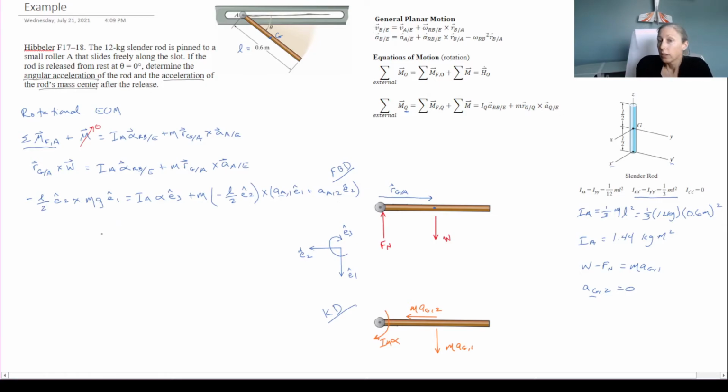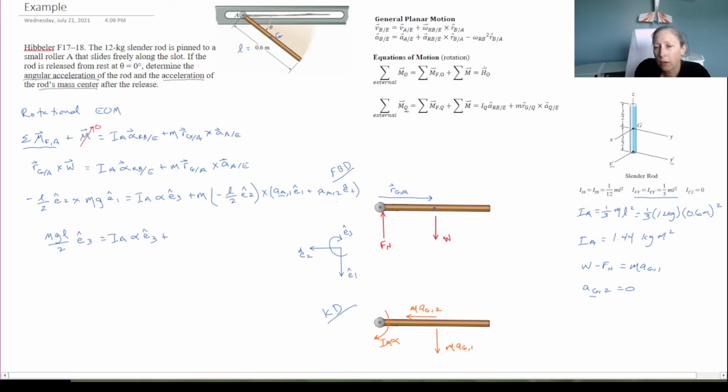All right. So in the next step, I'm going to take those cross products, and so negative E2 cross E1 is going to give me a positive E3. So this is going to be mgl over 2 in the positive E3 direction. That's the left side. And then the right side is going to be IA alpha E3. That's going to stay the same. Plus, and I'm going to have an ml over 2.